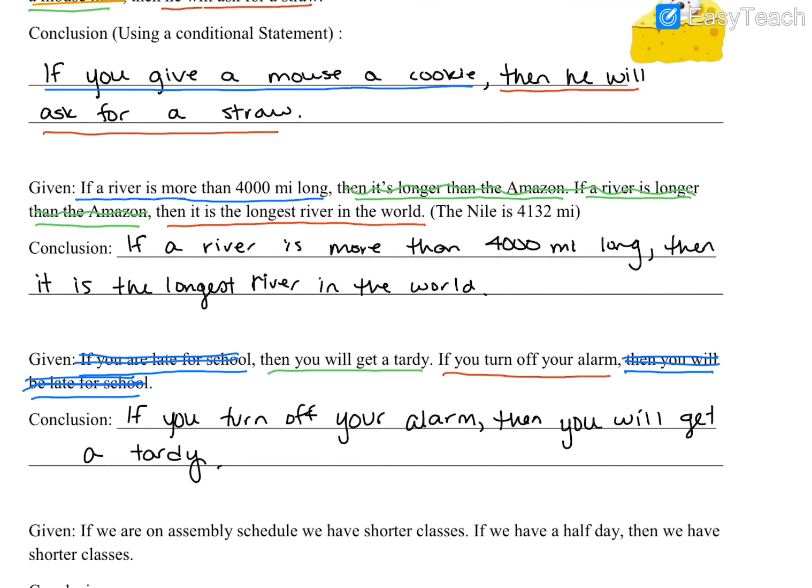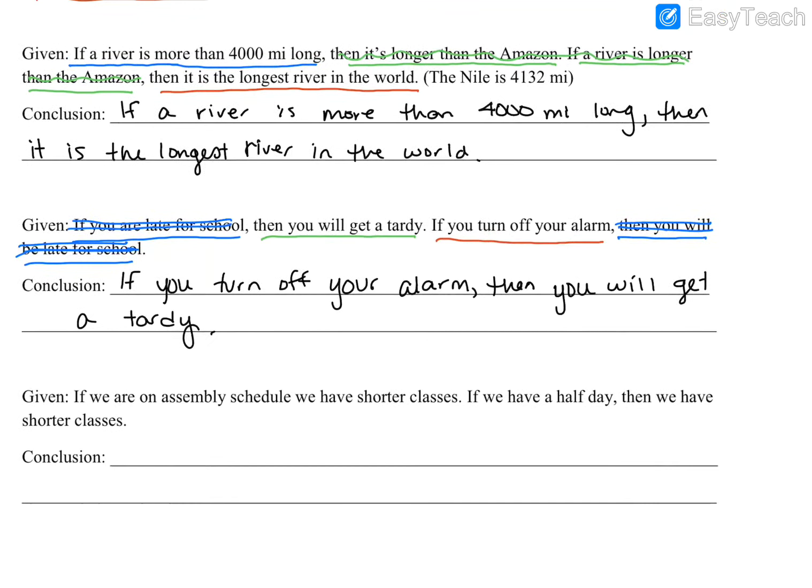All right, so the next one. If we are on assembly schedule, that's the first idea. Then we have shorter classes. Even though they didn't write it as a then, we know that that would be how we would write it. If we are on assembly schedules, then we will have shorter classes. So that's a new idea. We'll use a new color. If we have a half day, okay, wait a minute. That's a new idea. If we have a half day, then we will have shorter classes. We had that. That was our red before, so we're going to do that in red again.